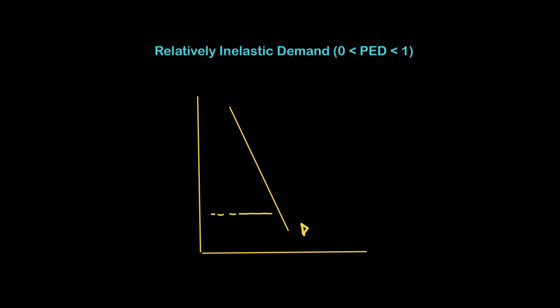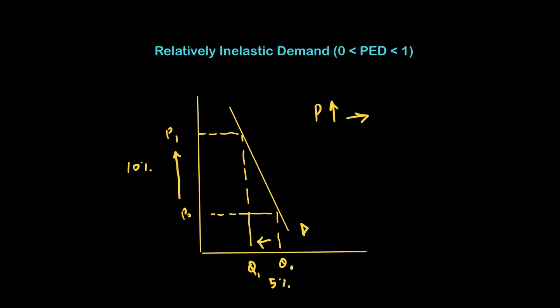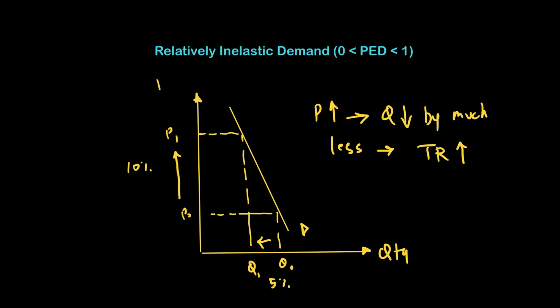When the price of the good goes up, let's say by 10%, we saw the quantity going down from Q0 to Q1 by less than 10%, for example 5%. That means if the price goes up, quantity falls by much less as compared to price, and as a result total revenue goes up, because your quantity is falling by much less, but the price is going up by much more.